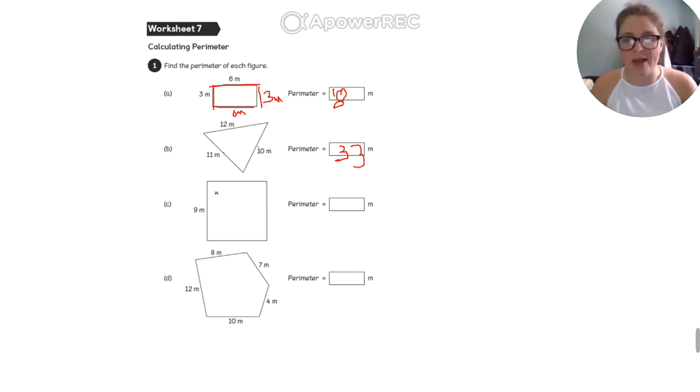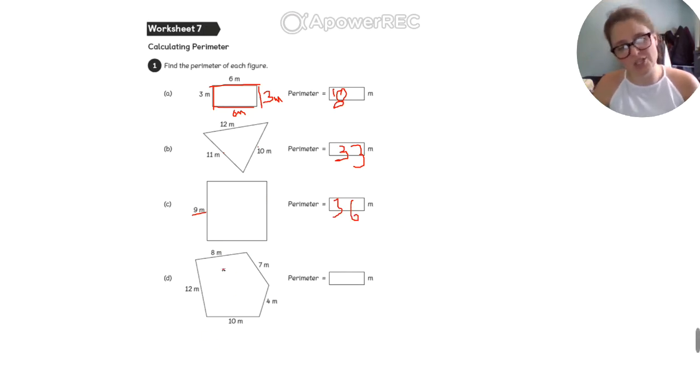Now, this is a square. They've only given me one side, which is 9, but I know this is a square, so I know that this side is the same, and this side, and this side, and all the sides are the same, so all the sides are 9. So I'm doing 9, add 9, add 9, add 9, or 9 times 4, which, because I've been practicing my times tables lots, I know is 36.